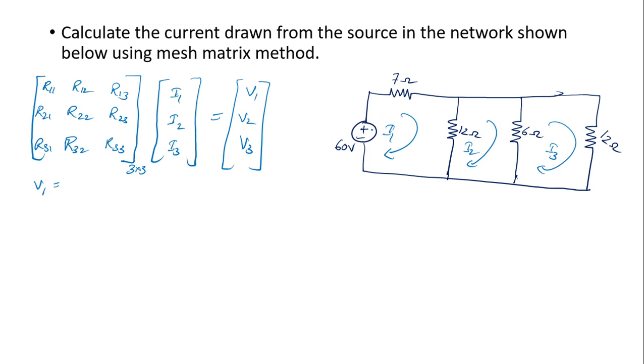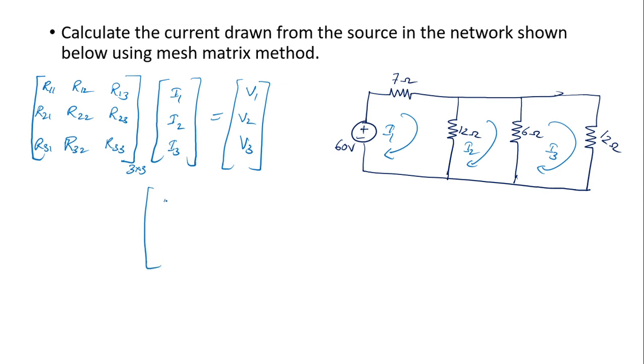You look at the algebraic sum of voltages present in mesh 1. So in mesh 1 there is only one voltage source, that is 60, and you can look at the direction, it is going from minus to plus, so V1 is 60. So here you have V1 is equal to 60.